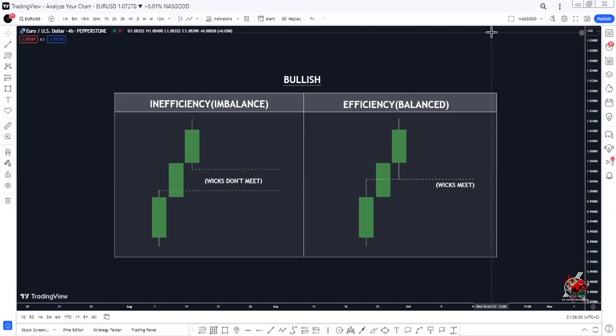Now let's go through this textbook example. Right here we have inefficiency, which is imbalance. We can identify that this wick right here doesn't meet with that wick, so that's why we say it's imbalance. We have imbalance in between. And then let's look at efficiency. Efficiency, wicks meet. This wick of this candlestick meets with this wick of that candlestick right there.